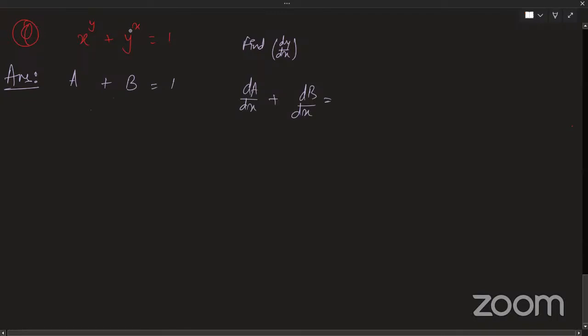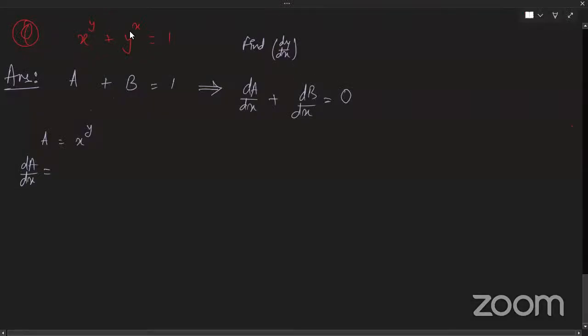Tell me. How much? If I differentiate this whole equation with respect to x, the right side, the derivative of 1, will be 0, right? Yes, sir, 0. Now basically it is asking me to find the value of dy by dx.